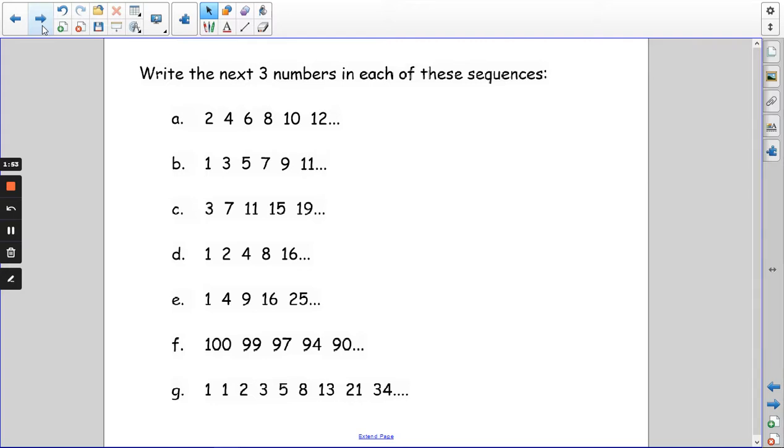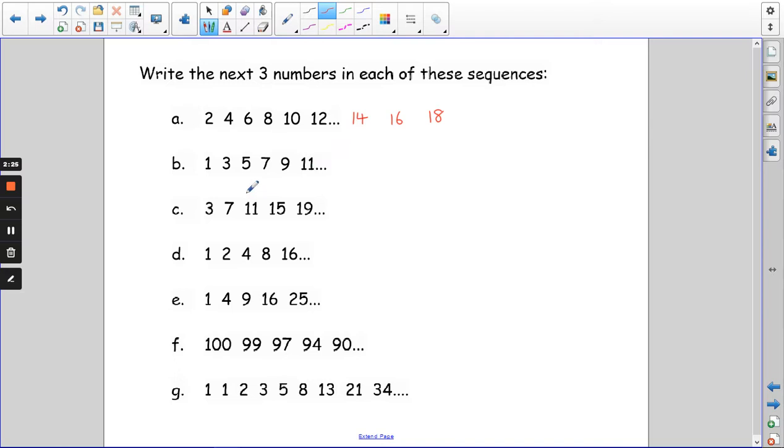So for example, on number 1, I've already got 2, 4, 6, 8, 10, 12. What I'd like you to do is write down the next 3. Hopefully you've spotted that that's a 2 times table. So it goes 14, 16, 18 would be the next 3. So pause the video and do the same for all of these from A down to G. They get trickier towards the bottom. Don't give up too easily. Press play when you're ready to hear my answers.